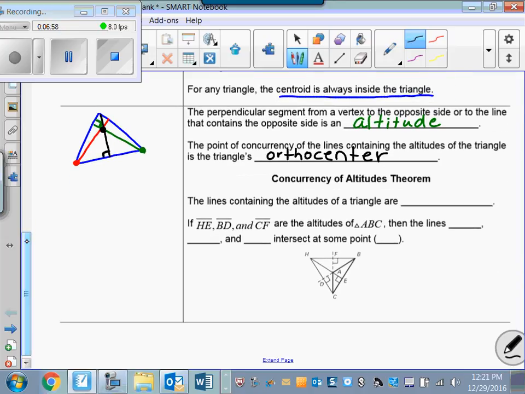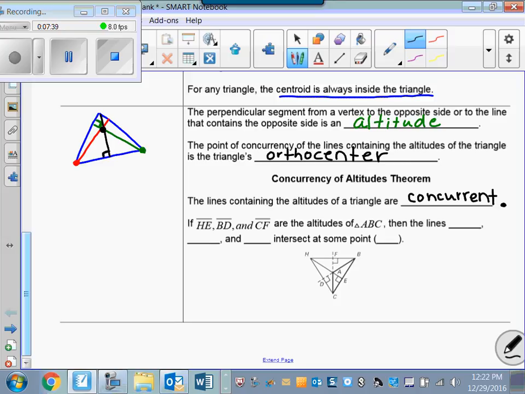And of course, we have a concurrency of altitudes theorem that says the lines containing the altitudes of a triangle are concurrent, if HE, BD, and CF are the altitudes of the triangle. Oh, I guess that was the end of it. I couldn't see my period there. The lines containing the altitudes of a triangle are concurrent, just like the lines containing the perpendicular bisectors and the angle bisectors and the medians.